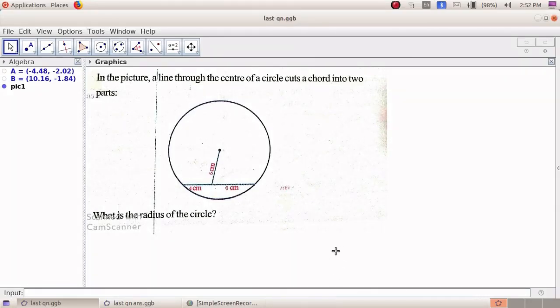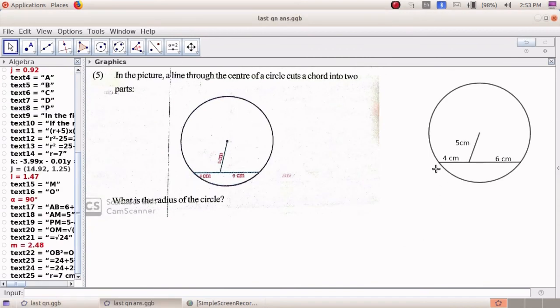Now, one textbook problem. See the figure. Read the question. Here, an inclined line from the center to a chord is drawn. Its length is 5 cm and the pieces on the chord are 4 cm and 6 cm. We need to determine the radius of the circle. Okay, let us redraw the figure.